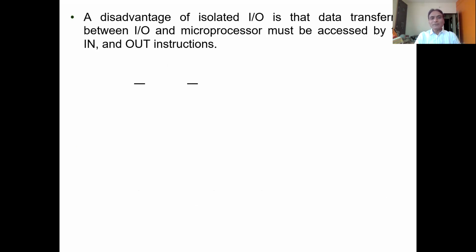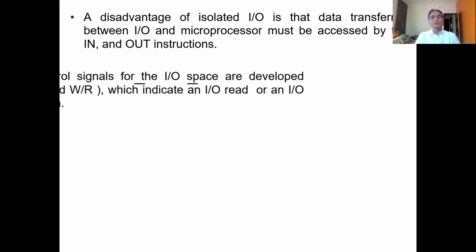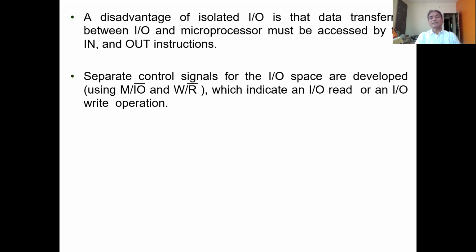The disadvantage of isolated IO is that the data transfer between IO and processor must be accessed by IN and OUT instructions. This is the only disadvantage. What is the disadvantage? The data transfer can be accomplished by IN and OUT instructions only. There is no second thought for that.